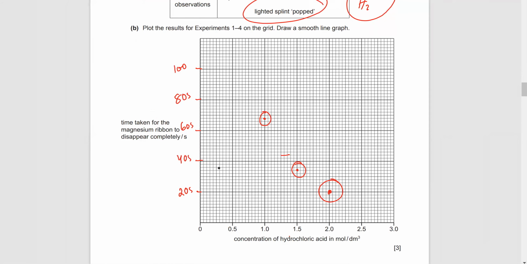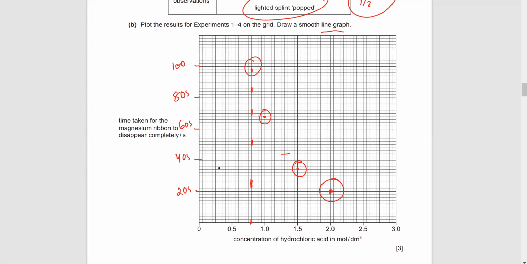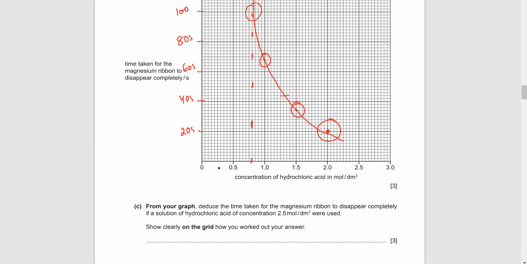So at 0.6, 0.7, 0.8 is over here. So make sure you draw these pencil lines, I mean, I'm doing this roughly. So 98 would be one box below 100. And then he's saying draw a smooth line graph. So use your free hand and draw this smooth line graph.